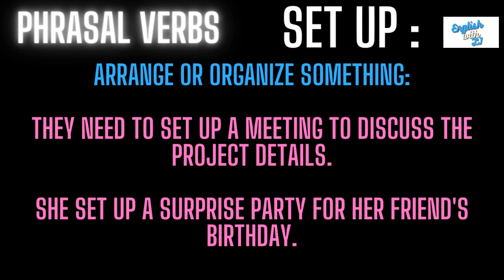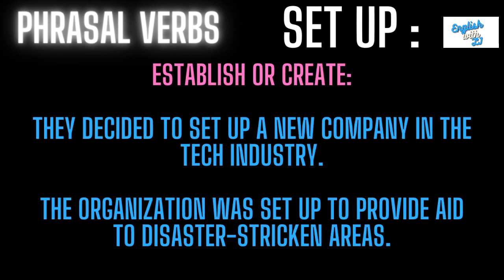She set up a surprise party for her friend's birthday. So her friend is having a birthday party, and she wants to have a surprise party. So she's going to set that up. Maybe it's a surprise one, maybe it doesn't have to be a surprise party. It could be one, but to set it up is to create that birthday party. Now, again, let's see whether you can create a sentence with set up in that context.